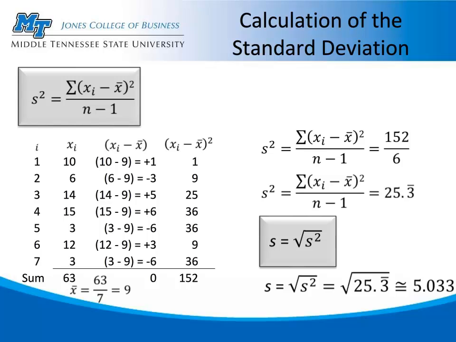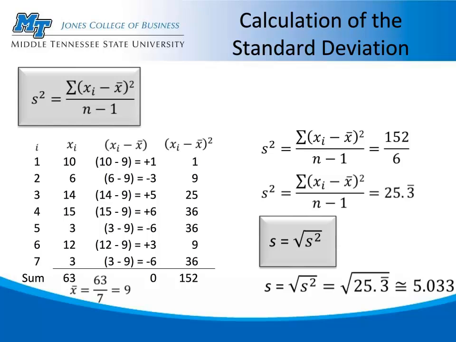Now each one of those individual deviations has to be squared. The deviations themselves will always add up to 0. But when you square them, that's not going to be true anymore unless all the values were the same. If all the values were the same, then the mean would be the same number and all the differences would be 0. But when you square the deviations and add all the squares up, we get 152. That's the numerator in the calculation for the variance.